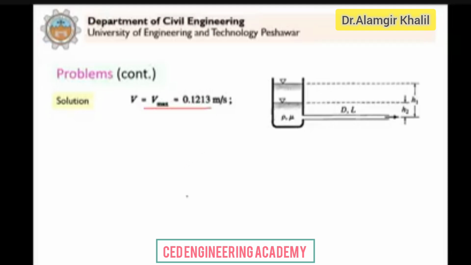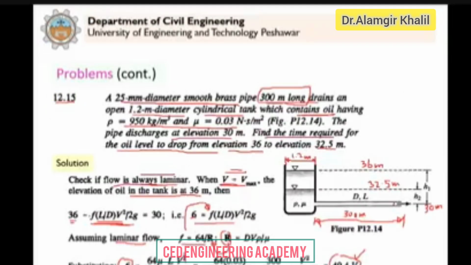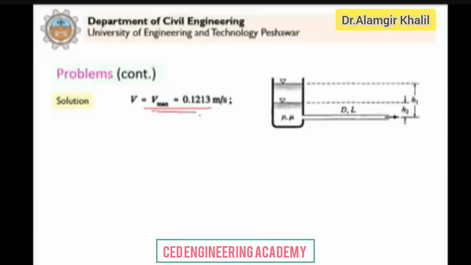Why is it the maximum velocity? Look here. This 6 is 36 minus 30. 30 is fixed. If I go below, this 36 will decrease. Let's say I come to 32.5. Then 32.5 minus 30, just 2.5, divided by 49.4, you will get a smaller velocity. So that's why for 36, what we have is the maximum velocity.